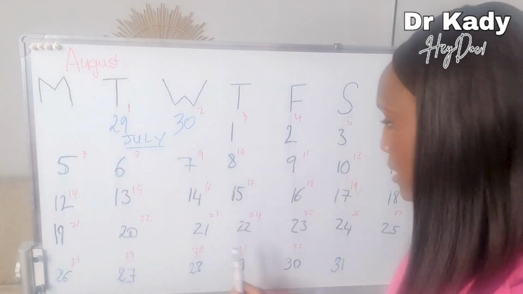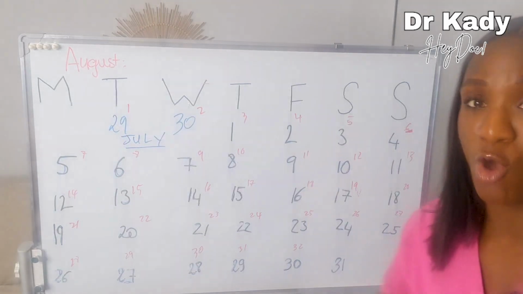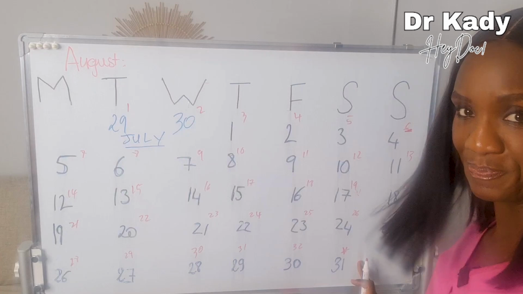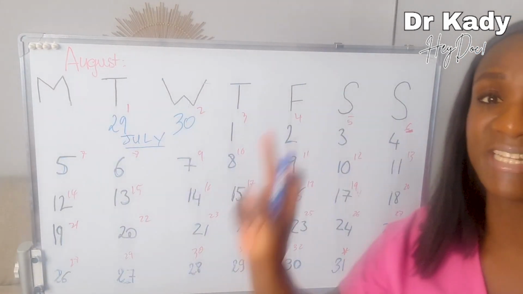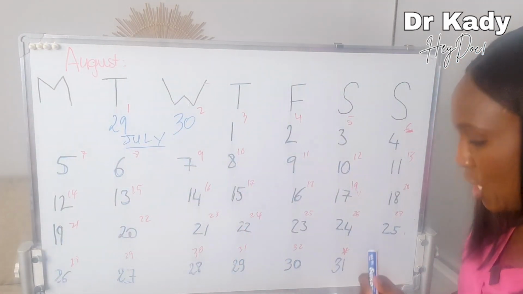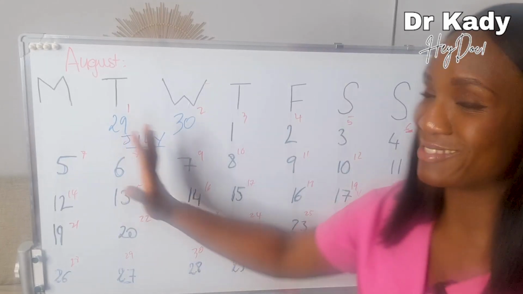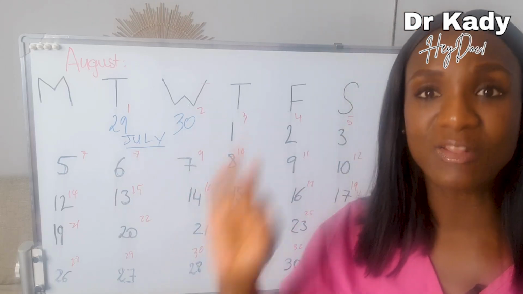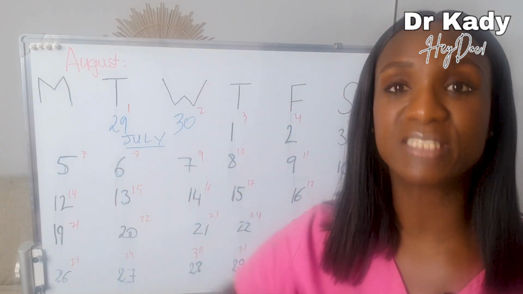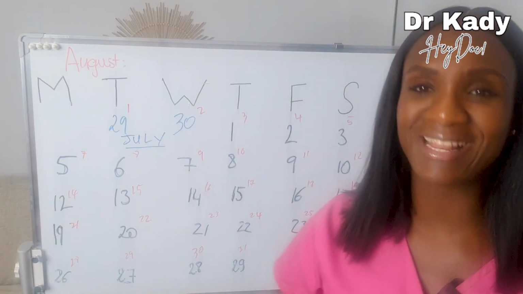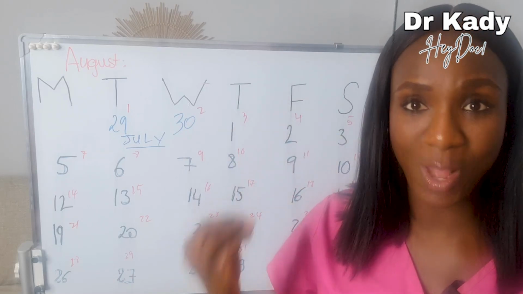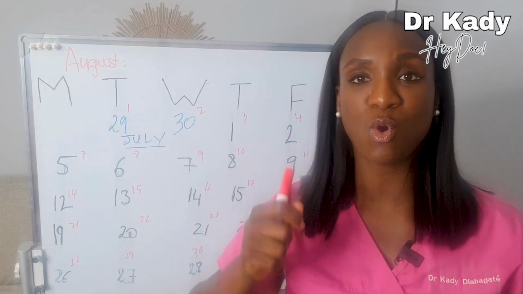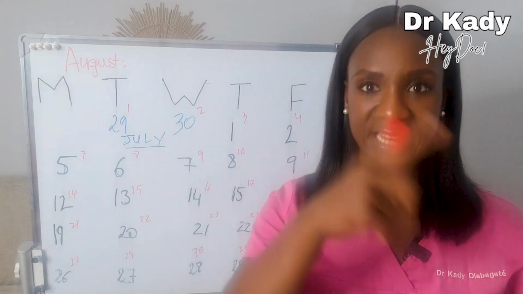However, the cycle continues. The first day of the next bleed is on the 31st of August. That's the first day of the next bleed, so that's the next cycle. Now that we know the cycle length, we're going to work 14 days backwards to find out the day on which she is likely to be ovulating. And remember, ovulation is the release of a mature egg from the ovary. So let's count 14 days backwards, because ovulation always happens 14 days before the next bleed.